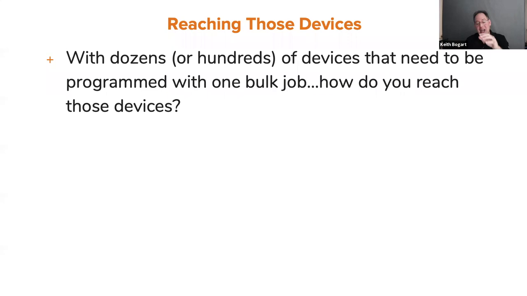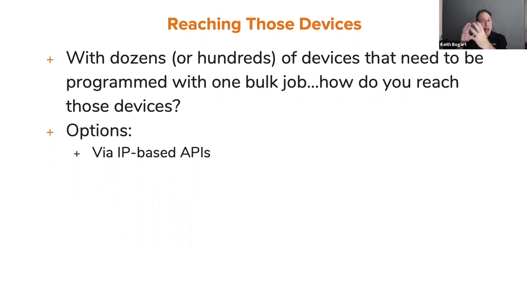So now that raises the question, with all these devices that we need to program with a bulk job, how do we reach those devices? Well, you probably guessed it. We're going to have to use IP, the internet protocol, to get to those devices. Because after all, we're going to have to package our configuration commands, our troubleshooting commands inside of IP packets and send those packets to all of our routers and switches. Now the question is, how are we going to do that? Well, there are two choices. We can use IP-based APIs, or we can use IP-based CLI access.